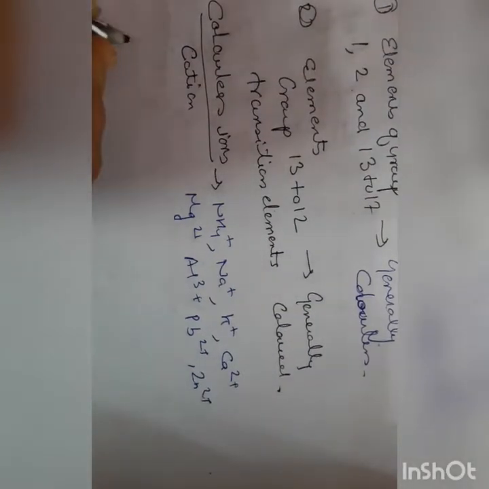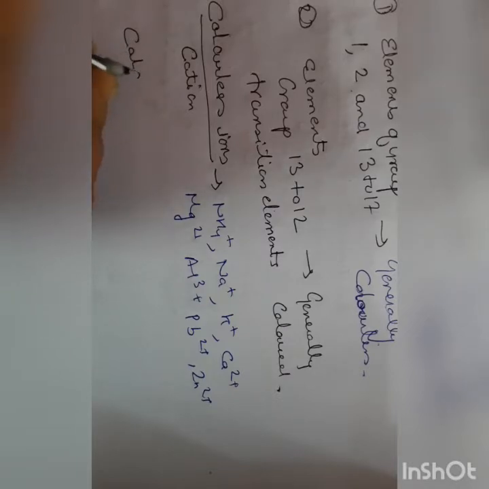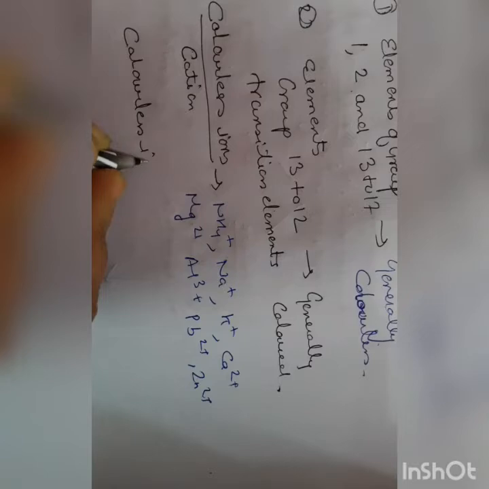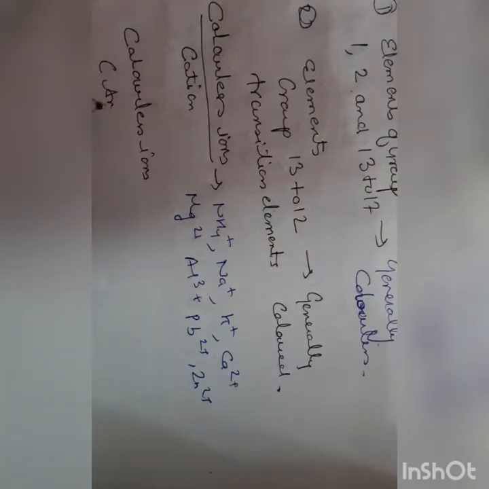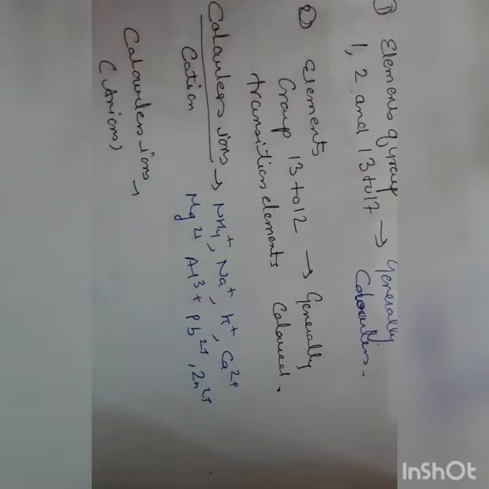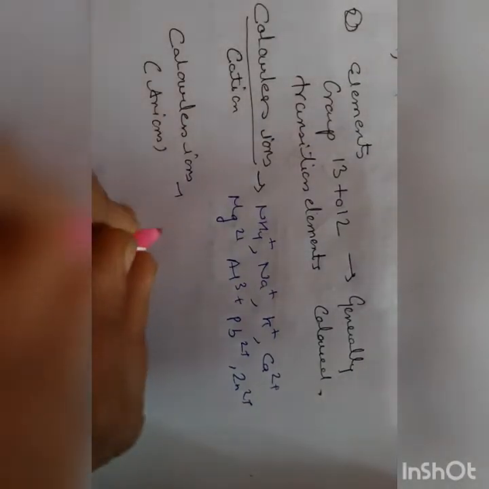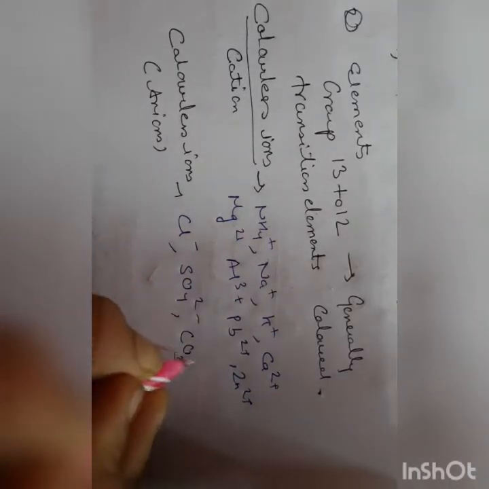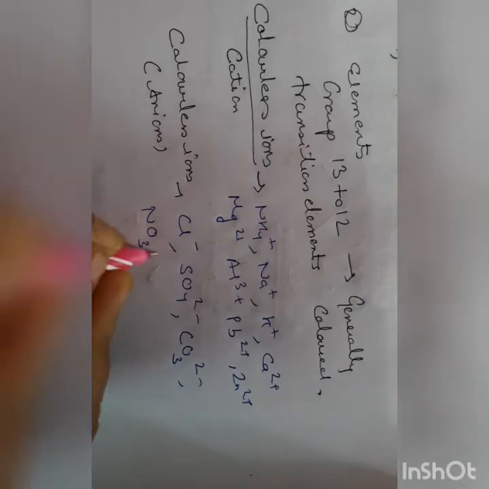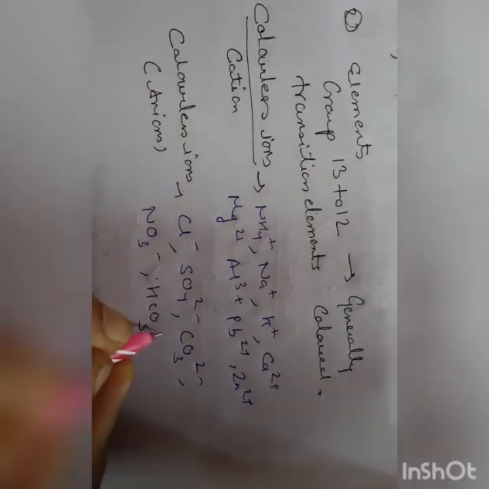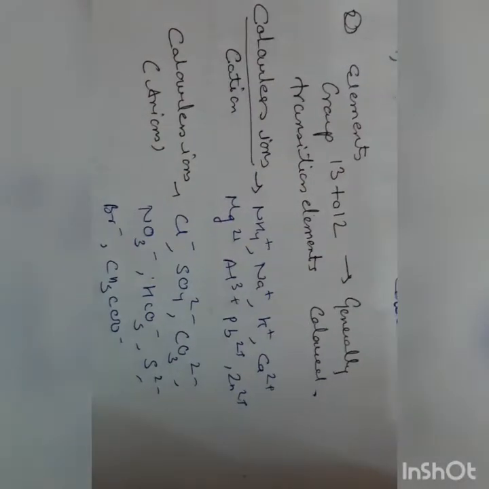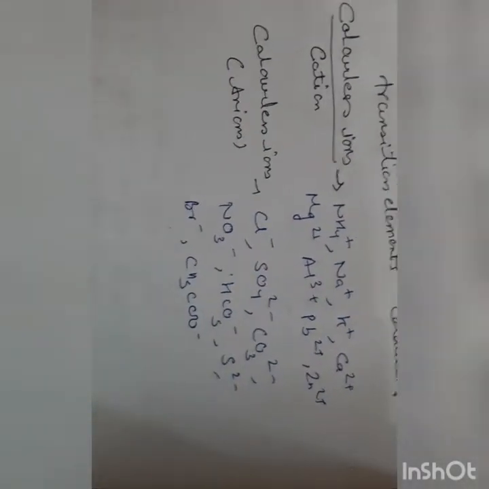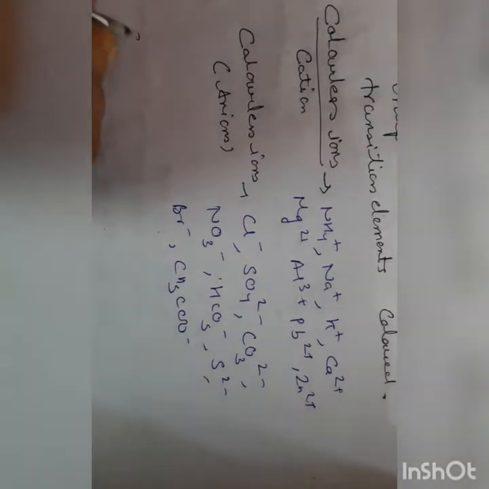Then next is colorless ions, that are anions. Examples are chloride ion, sulfate ion, carbonate ion, nitrate ion, bicarbonate, sulfide ion, bromide and acetate ion. Now colored ions, they are very important.